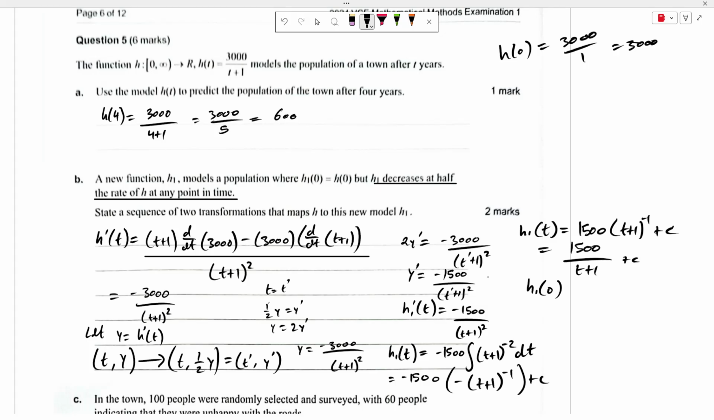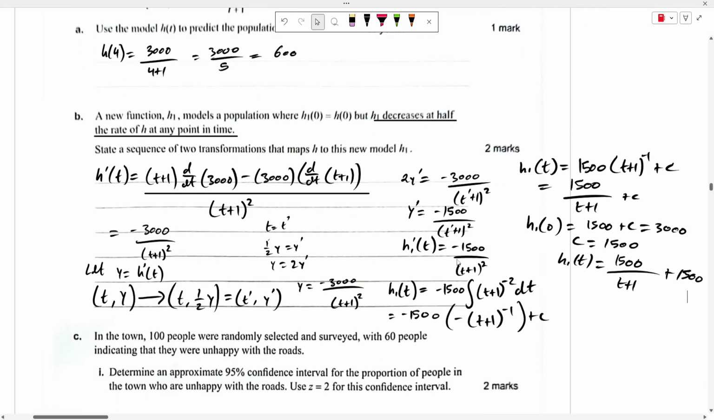Now remember, it says h1 of 0 is equal to h of 0. Now h of 0 is 3000 over 1, which is 3000. h1 of 0 is going to be 1500 plus c. But h1 of 0 has to equal h of 0, which was 3000. So c is going to be 3000 minus 1500, that's 1500. So h1 of t is actually going to be 1500 over (t plus 1) plus 1500.